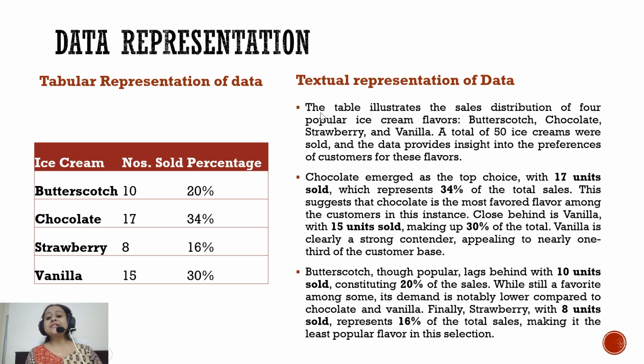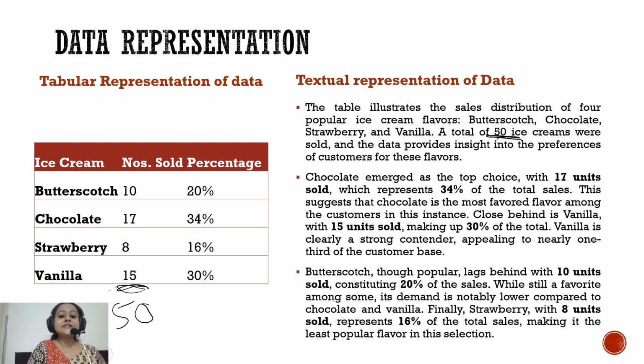The first line says that the table illustrates the sales distribution of 4 popular ice cream flavors, that is butterscotch, chocolate, strawberry and vanilla. A total number of ice creams were sold. If you just total it, you can see that the total number of ice creams will be 50. That is already mentioned in this text, right? And the data provides insight into the preference of customers.